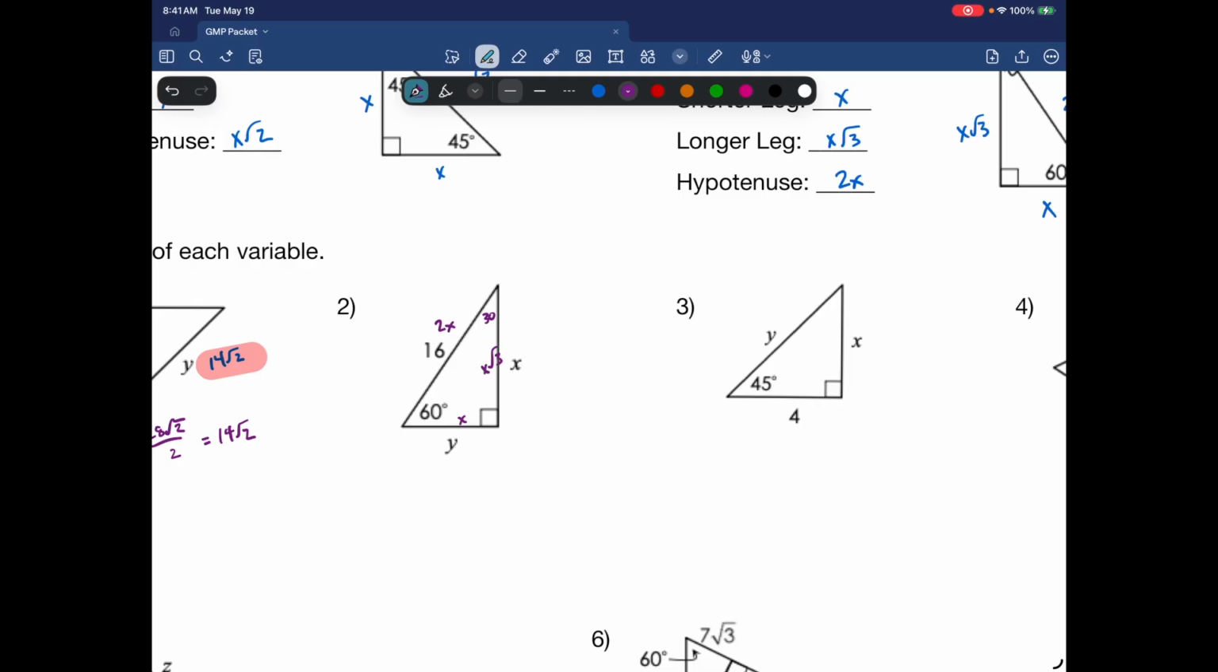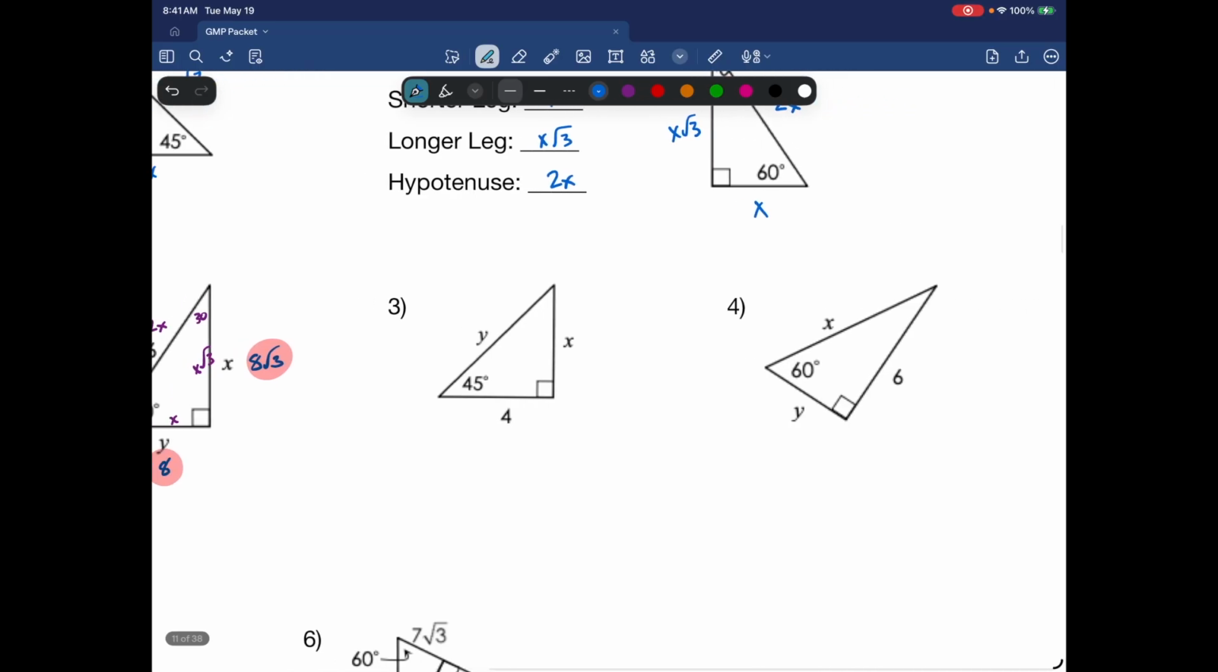Again, you might want to pick a different letter because x is one of your sides, but this tells you that y is 2, and this is going to be 8, and this is going to be 8 square root of 3. So if you really lock down on these ratios, this gets really simple.